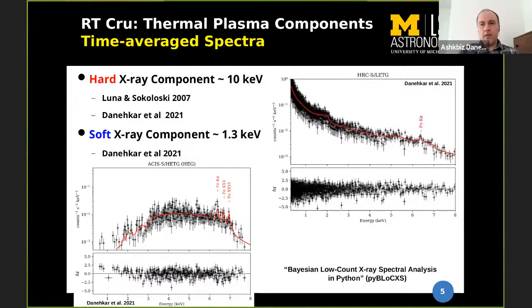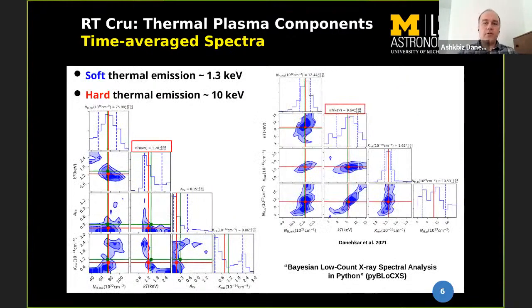We did a Bayesian low-count X-ray spectrum analysis using PyBlocxs in CIAO Sherpa. By fitting Mekal and APEC models, we found two components. One of them is a hard X-ray component at 10 keV, which was previously found in 2007. We additionally find a soft X-ray component at an energy of 1.3 keV in the time-average spectrum, which is something new, and it is heavily obscured by high column density dense material. In order to do this fitting, we use Cash statistics, and we simultaneously fit background and source. By simultaneously fitting background and source and using MCMC, we produce posterior probability distributions of the best-fitting parameters.